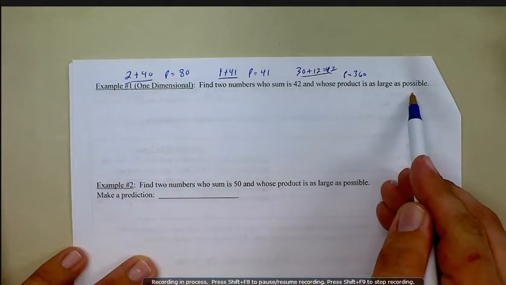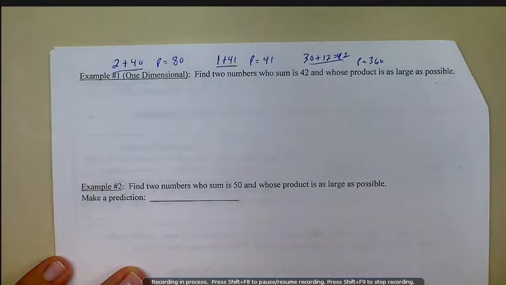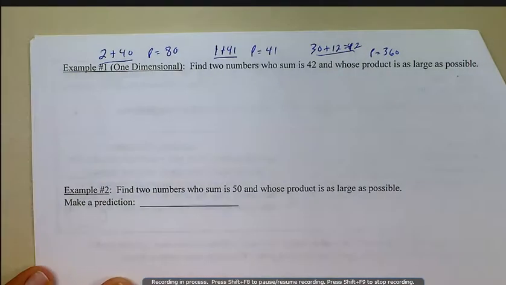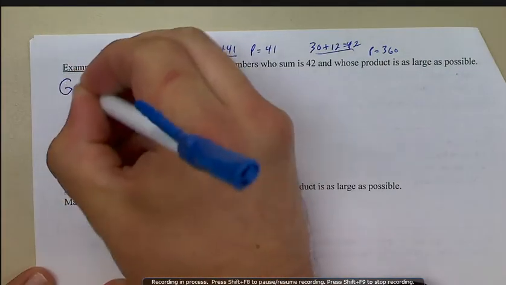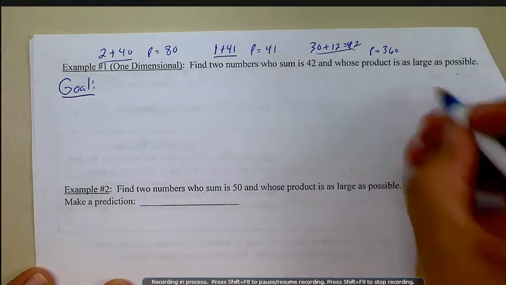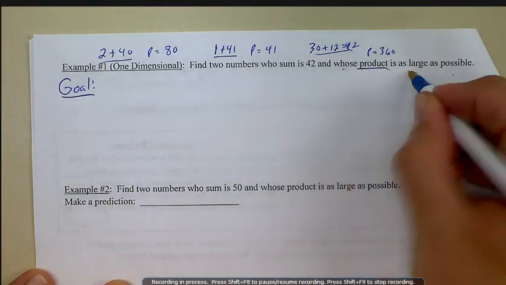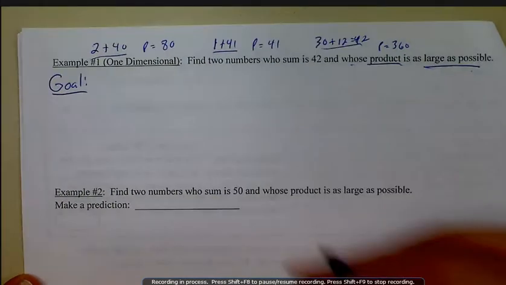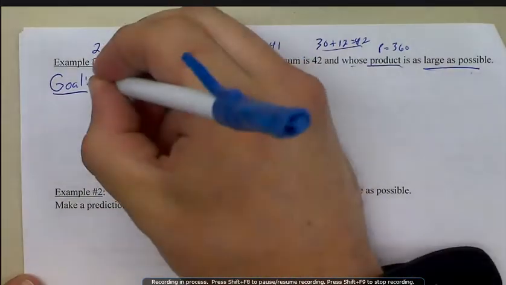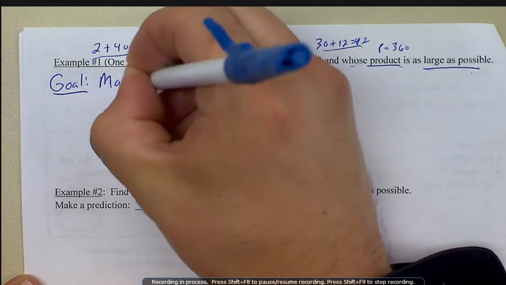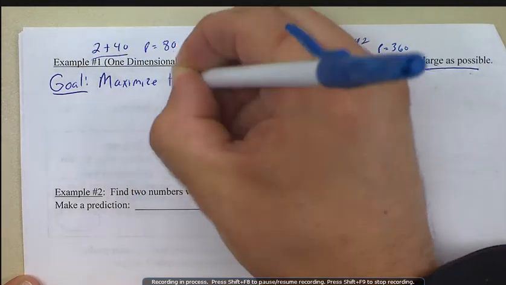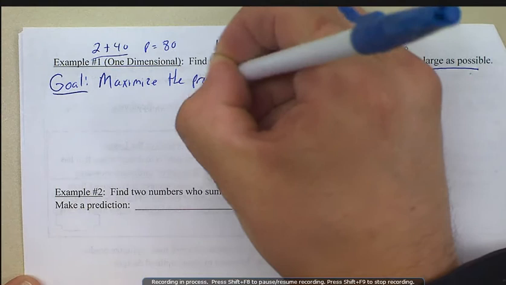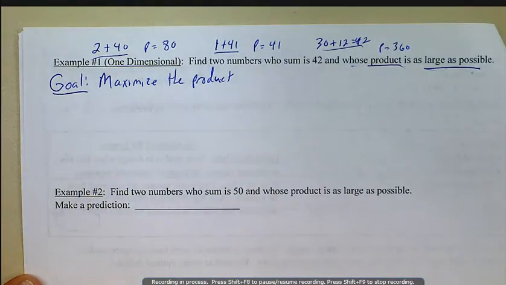When you start these problems, you always want to have the goal in mind. So the goal, and you want to write this out, is to find a product as large as possible. In terms of what we just did in calculus, our goal here is to maximize the product. That is our goal.